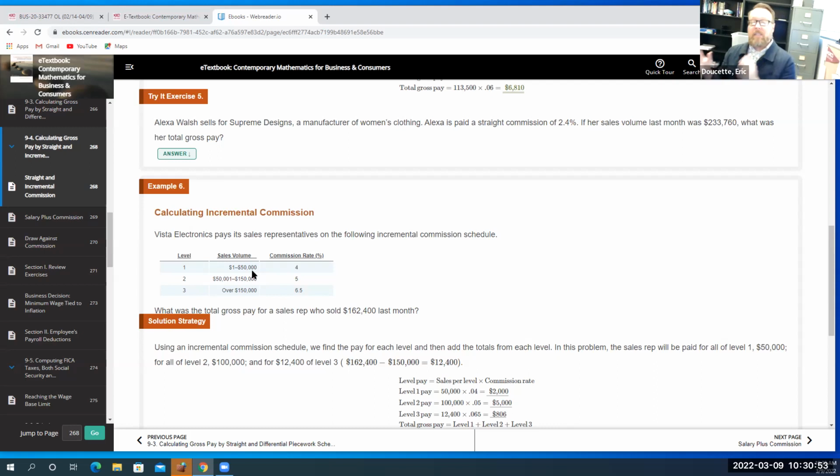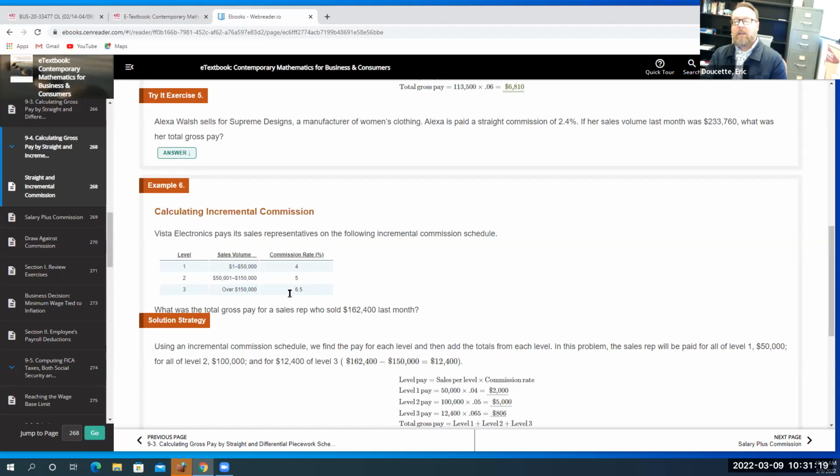And then on the next scale, you get paid, if you do over 50,000 to 150,000, you get 5% on that window of money. And then if you're over 150,000, you get 6.5% for that amount. So it's not going to be 6.5% for the whole thing. You're going to get 4% for the first 50,000. Then you're going to get another 5% for the next 100,000. And then you're going to get 6.5% for whatever remains, right?